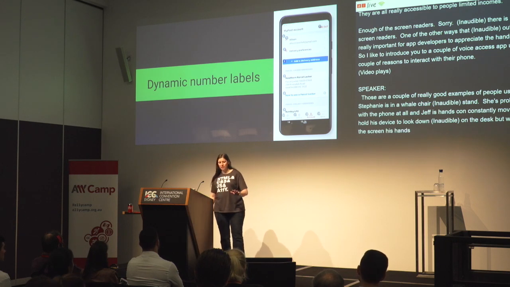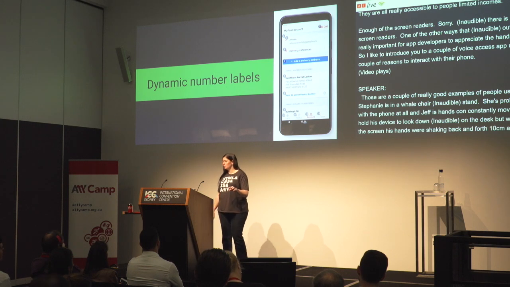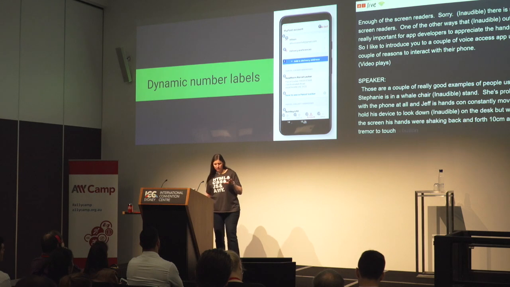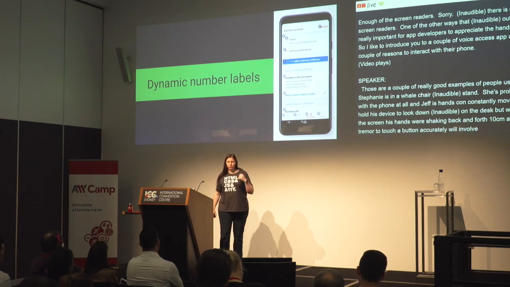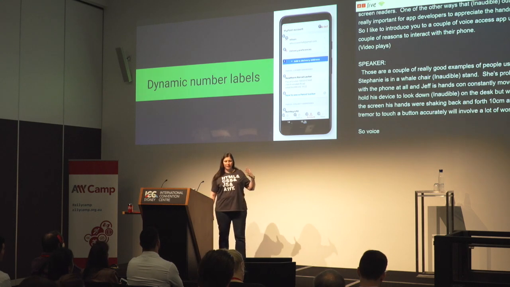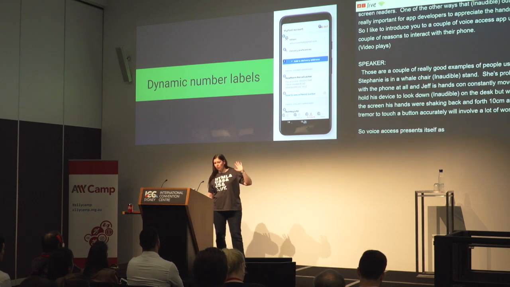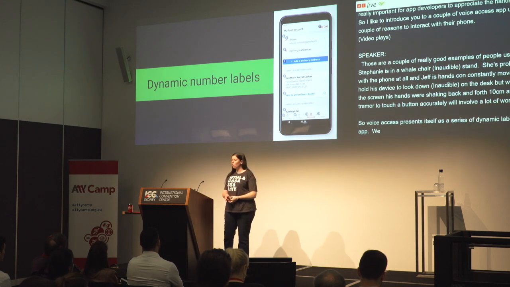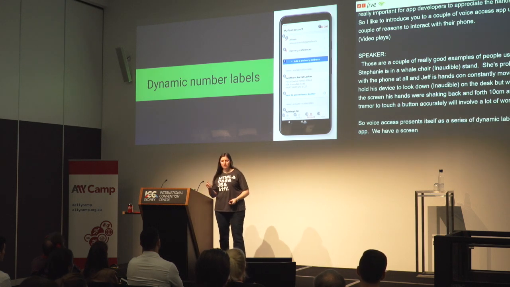So, the ability to control that tremor to the point where he can touch a button accurately would involve a lot of work for him, both physically and cognitively. So voice access presents itself as a series of dynamic labels that appear over the top of your app. So we have a screenshot of the Australia Post app right now, and all of the interactive elements have a tiny little number superimposed over the top of it.